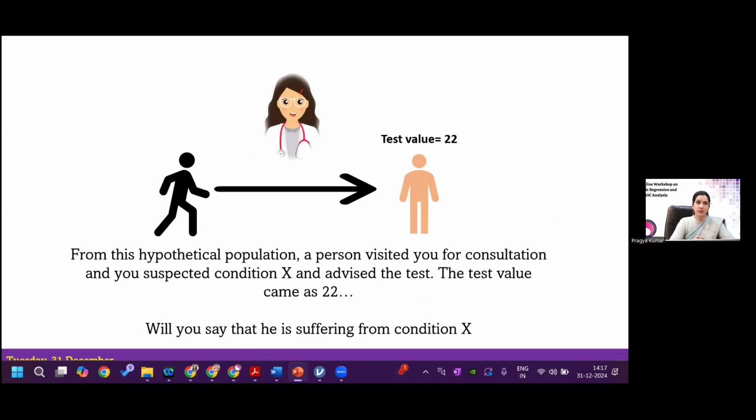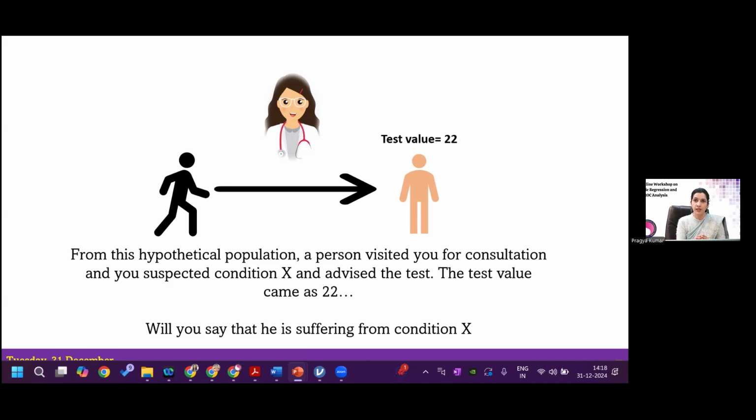So from this hypothetical population, if a person visits you for consultation and you suspect condition X seeing the clinical scenario and the examination, and you have advised the test, and the test value comes as 22. So will you say that he is suffering from this condition X? If you have set the cutoff from 18 to 20, let's say 19, if the value is 22, will you say that the person is suffering from disease? Please write yes or no.